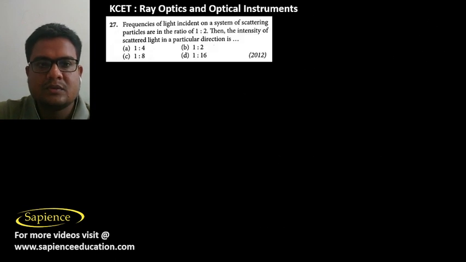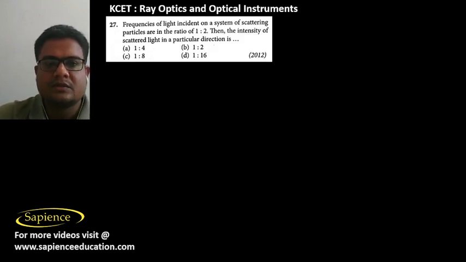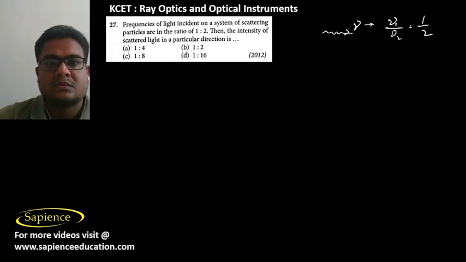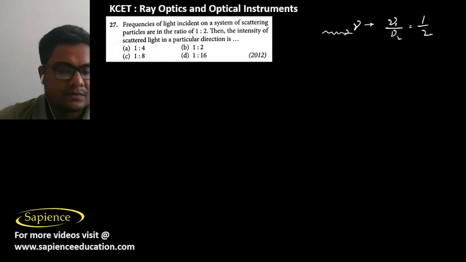Then it is told that the frequencies of light incident on a system of scattering particles are in the ratio 1:2. Frequency nu1 by nu2 is equal to 1/2. And the intensity of scattered light in a particular direction is.